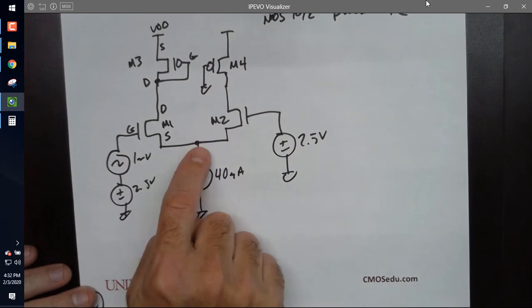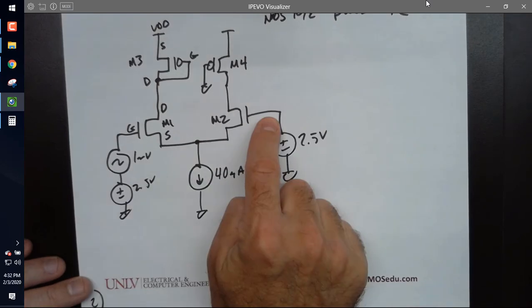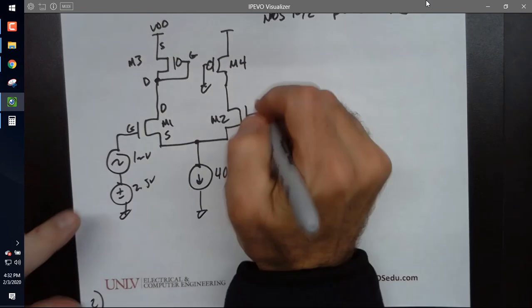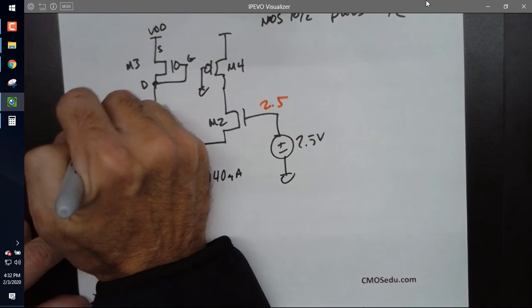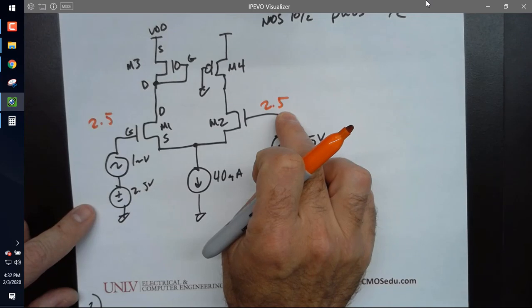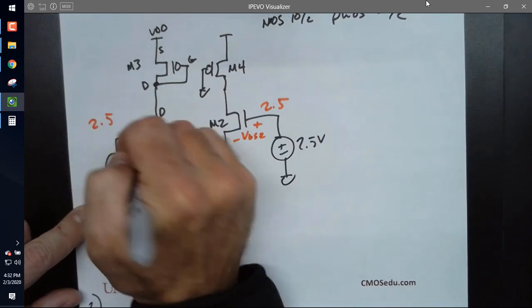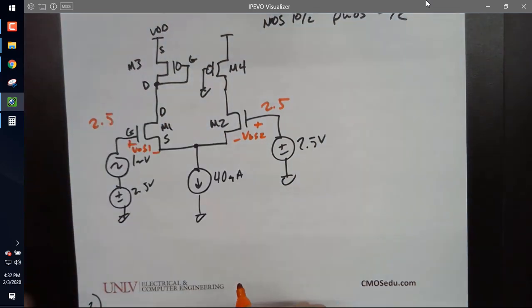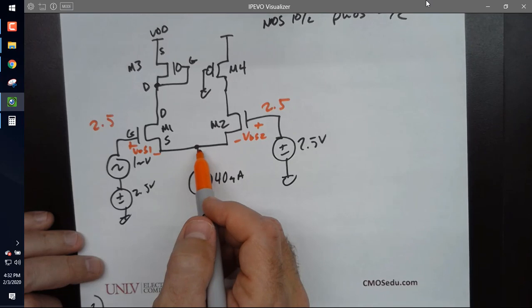What's this voltage? I don't know. What's this DC voltage? 2.5. What's this DC voltage? So this voltage and this voltage are the same. What can I say about this V_GS and this V_GS? Why? They're tied to the same source. Yeah, they have the same voltage on the gates and their sources are tied together. Everybody sees that.